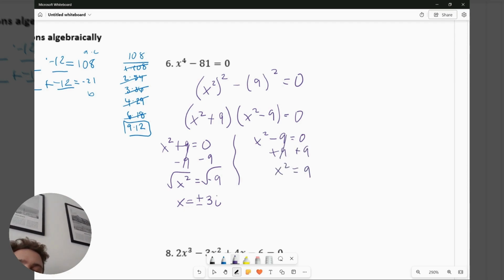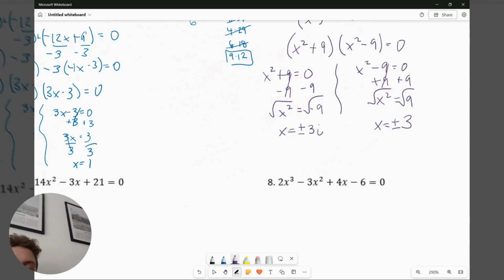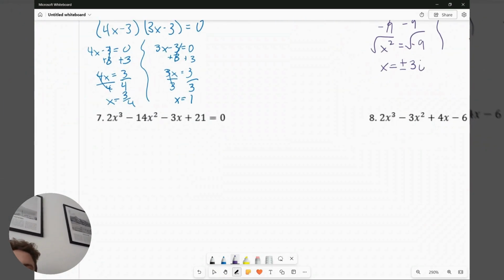Same idea with this other equation. Move your values over, take your square root. Don't forget your plus or minus. Square root of 9 is still 3. This was a positive square root, so there is no i on this one. 7 and 8, same ideas.